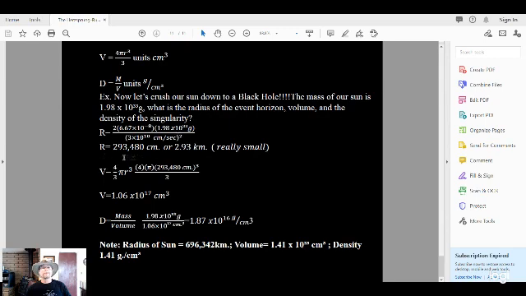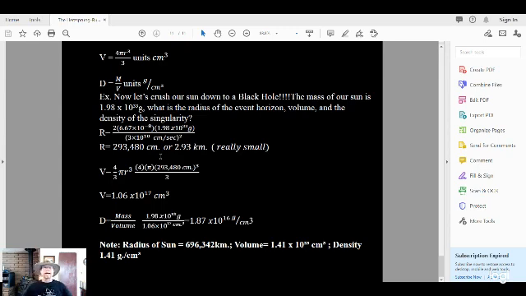If you solve for this, I'd like for you to do it. You come up with 293,480 centimeters, and we move the decimal 5 places from centimeters to kilometers, and we end up with 2.93 kilometers. Are you kidding me? We crush our sun down to a black hole, the event horizon is only going to be 2.93 kilometers. That's really small on a stellar scale.